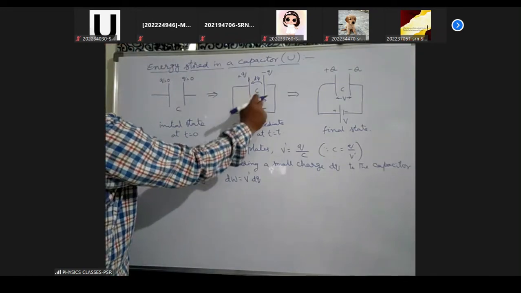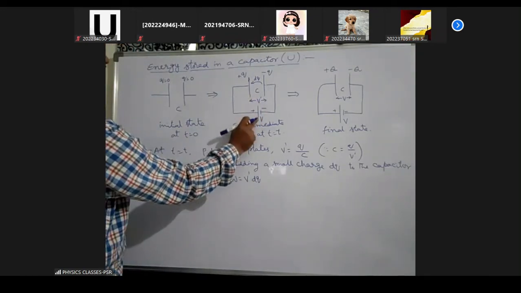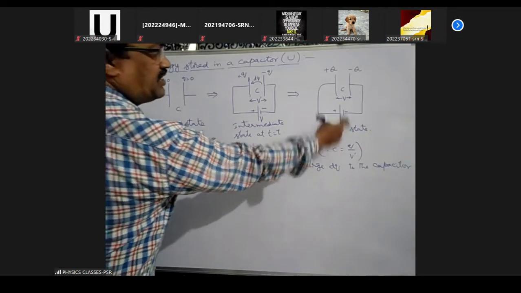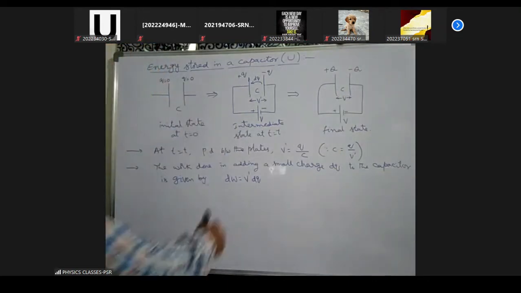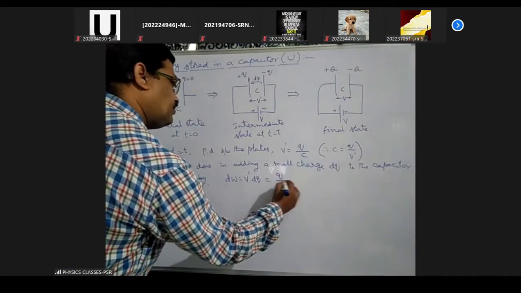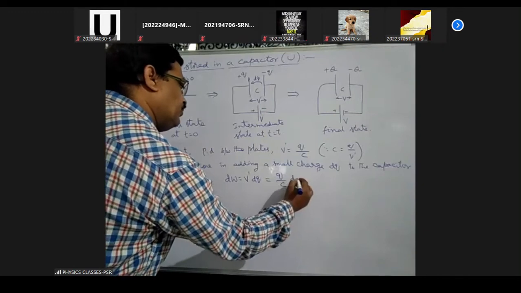Here this is V dash. Between the plates, V dash is less than V. Why? Because this is an intermediate state, not the final state. In the final state, both are equal. So what is the V dash value? Q by C into dq.